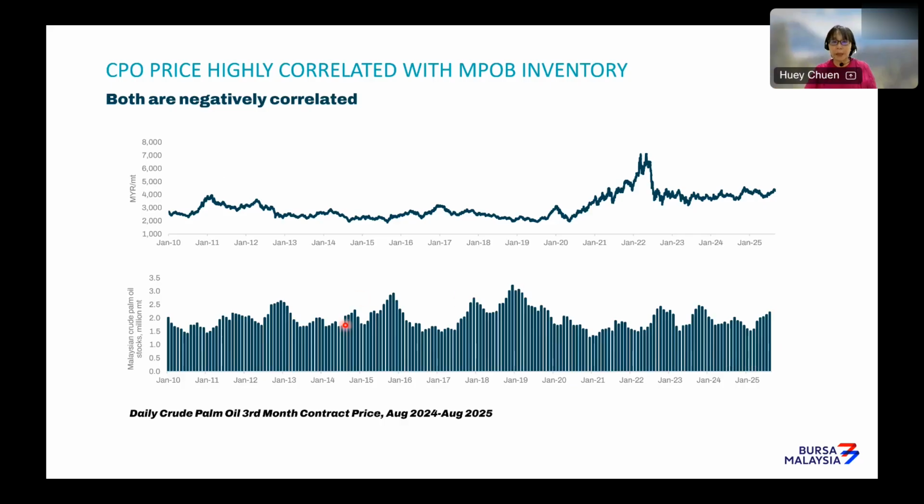Of course, whenever there is a very big spike up in stocks in the market, like you look at it, we hit 3 million in January 2019, the prices actually dropped quite drastically. And since then, prices have moved up. Of course, this is the time I mentioned when Indonesia had a ban on CPO export, which caused the price to spike.